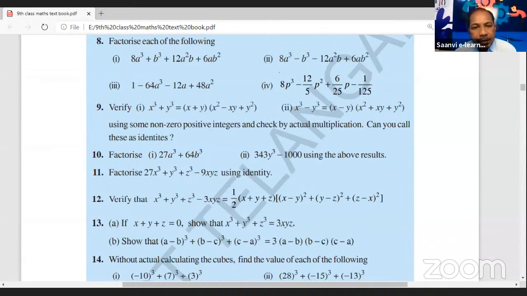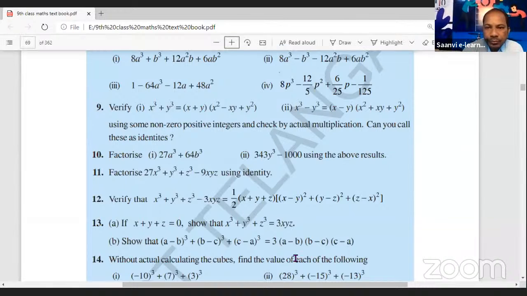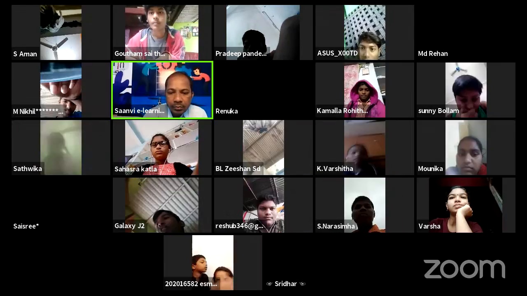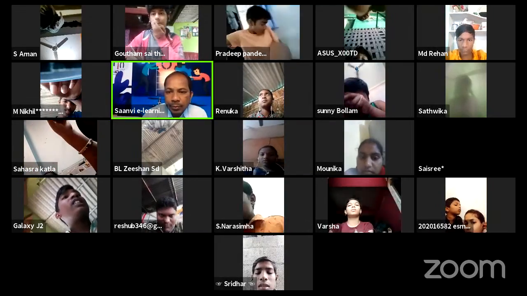Okay. See here, ninth bit, what is given here? Verify: x cube plus y cube is equal to x plus y into x square minus xy plus y square. So first of all, we have to verify it. After verifying, what we have to do here is, using some non-zero positive integers, check by actual multiplication, can you call these as identities? Okay. So all of you listen carefully. It is a very important problem. So all of you look at the board.